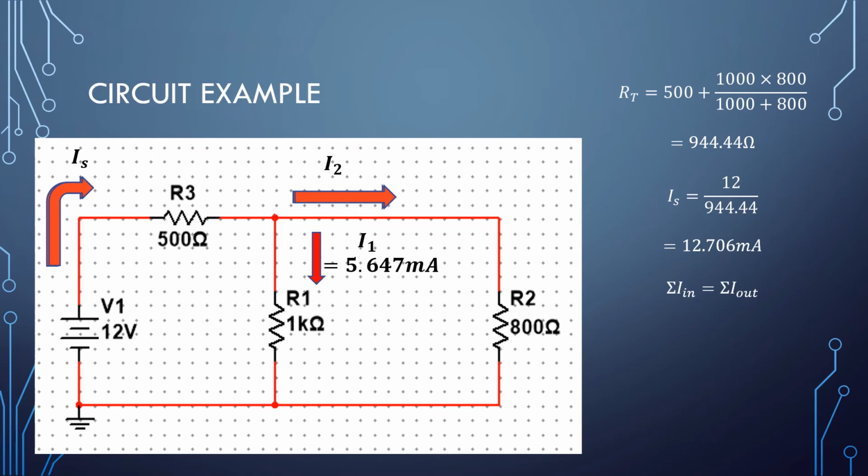We know that the current in equals the current out, which means that 12.706 equals 5.674 plus I2. We can rewrite this to make I2 the subject, and have it equal 12.706 minus 5.647, giving us a final value for I2 of 7.059 milliamps.